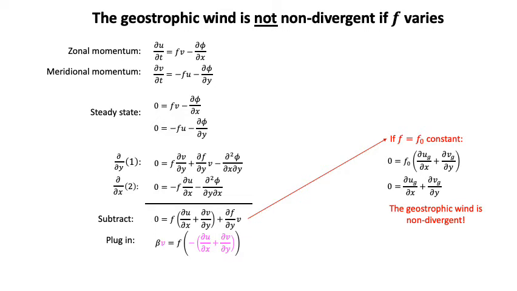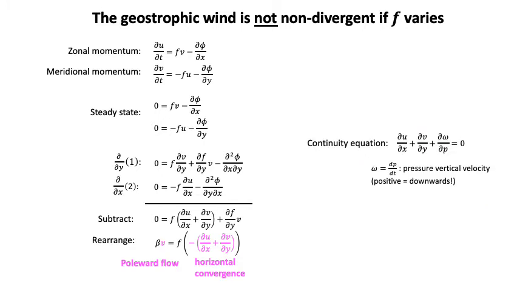We can rearrange this equation and you get beta v equals f times now the convergence of the horizontal wind. What that says is that poleward flow is associated with horizontal convergence. That's interesting. If you have poleward flow, you expect horizontal convergence there.